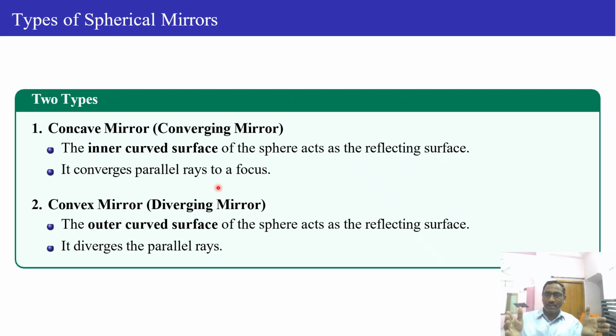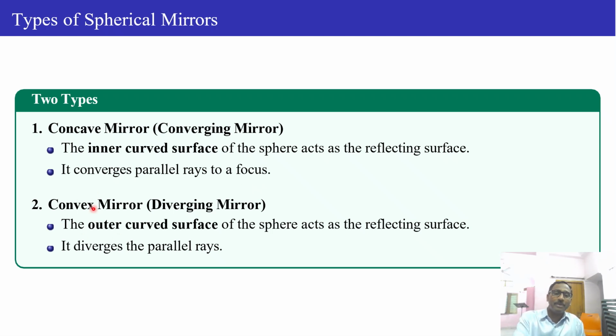In between the pole and the center of curvature, exactly in the middle, that point is known as the focus, capital F. So the concave mirror converges parallel rays to a focus. Whenever they fall on the mirror, they reflect back passing through the focus. All that I will show in the diagram.